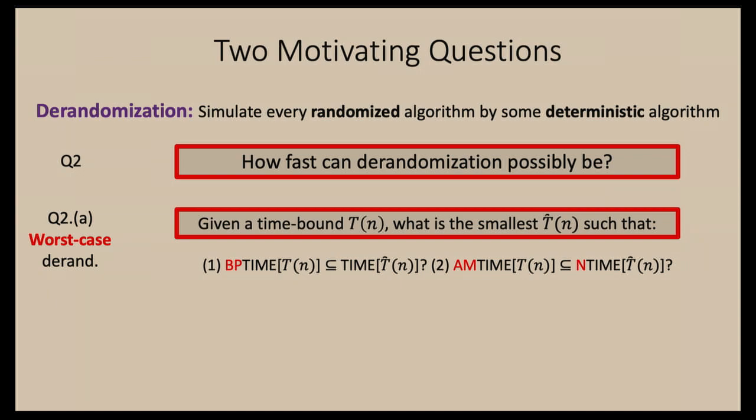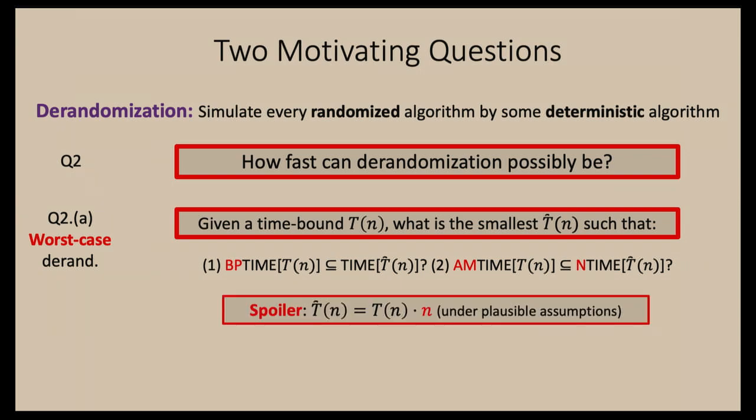So this is one precise formulation of this question. Okay, and I'll just give you a spoiler. Under plausible assumptions, you can actually show an overhead of n. Here n is the length of the inputs. So under plausible assumptions, you can show an overhead of n is both required and sufficient. I actually mean n to the 1 plus epsilon is sufficient. But yes, you get the point.